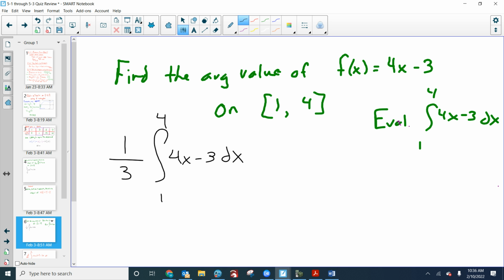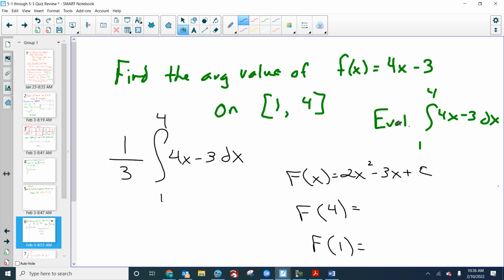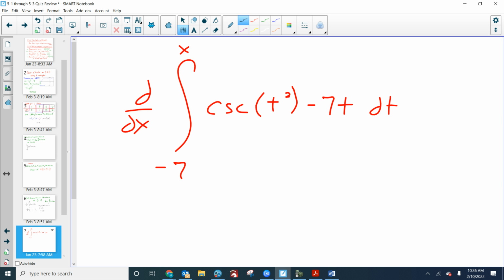So what would I need to see here? Your first checkpoint. What's the antiderivative of 4x minus 3? Don't forget your plus c. And then I would need to see the calculation at 4, the calculation at 1, the subtraction with the 1/3 out front, and then your final answer. Okay? Tyler, what'd you get here? Drawing an X. Here you go.